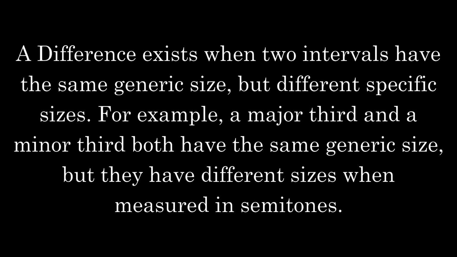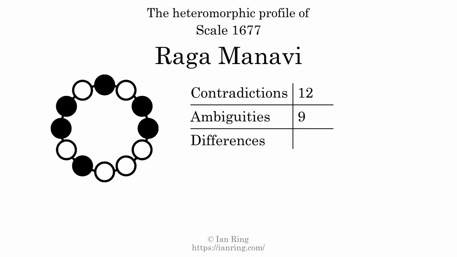A difference exists when 2 intervals have the same generic size, but different specific sizes. For example, a major third and a minor third both have the same generic size, but they have different sizes when measured in semitones. The number of differences in this scale is 55.